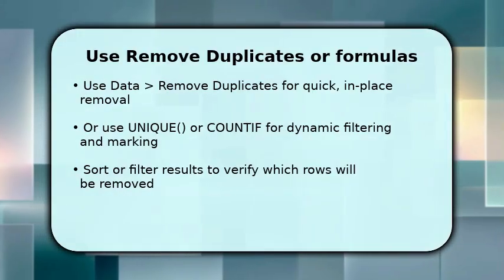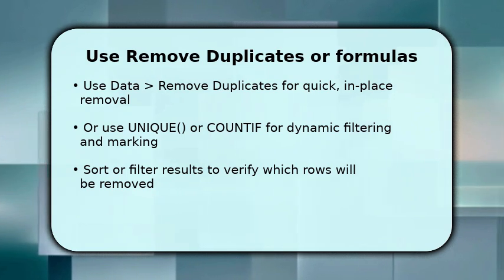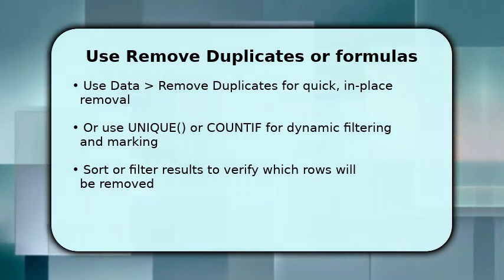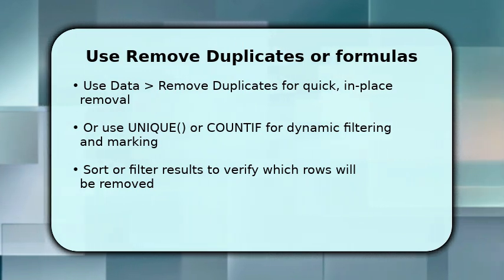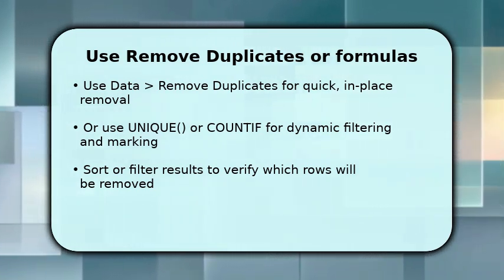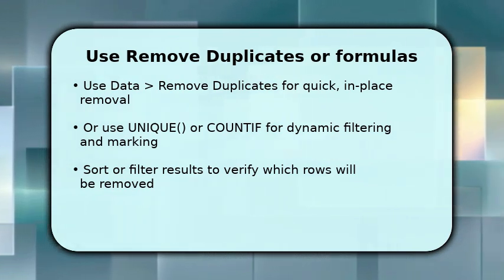You can use Data, Remove Duplicates for the fastest result. Choose the column, confirm, and Excel deletes duplicate rows. If you need non-destructive options, use UNIQUE to create a filtered list of distinct numbers, or add a helper column with COUNTIF(range, value) to mark duplicates for review.